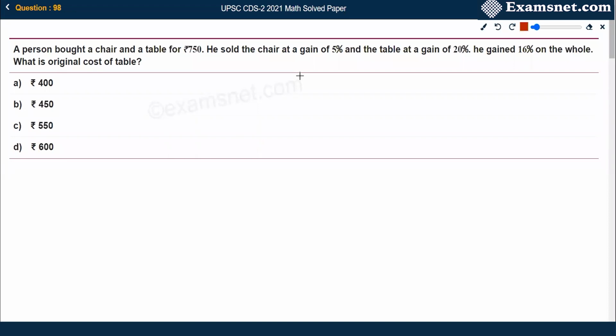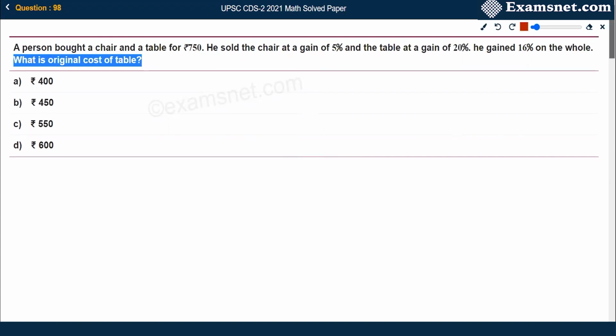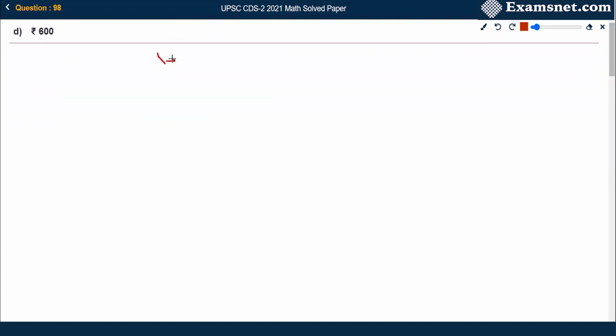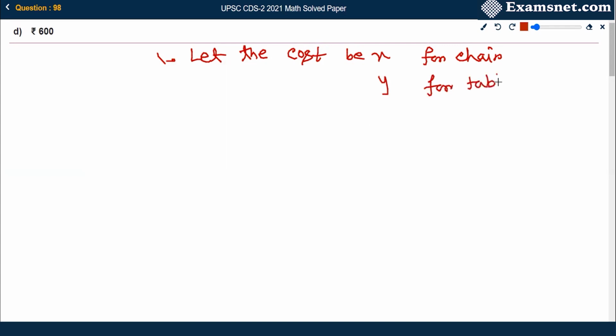In question number 98, we are given that a person bought a chair and a table for rupees 750. He sold the chair at a gain of 5% and the table at a gain of 20%. He gained 16% on the whole. What is the original cost of the table? So we can assume let the cost be X for the chair and Y for the table.